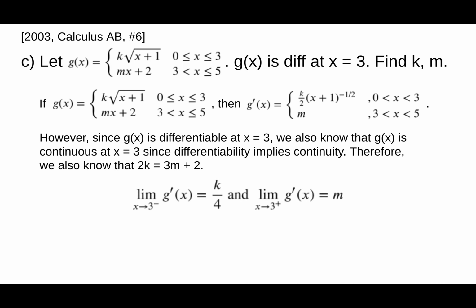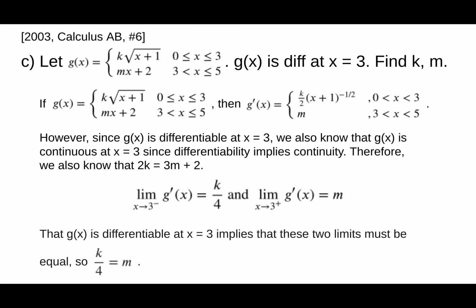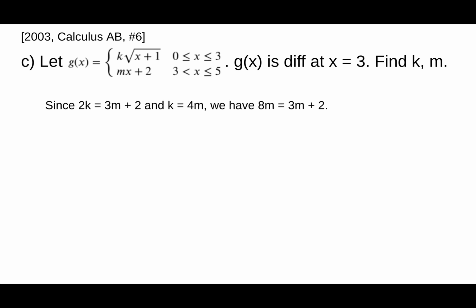All right, if I look at the limit as x approaches 3 from the left of g prime of x, that's going to get me k over 4. And if I look at the limit as x approaches 3 from the right of g prime of x, that's going to get me m. Now, since g is differentiable at x equals 3, those two expressions must be equal. All right, so we have the equation k over 4 equals m. That's just some simple algebra.